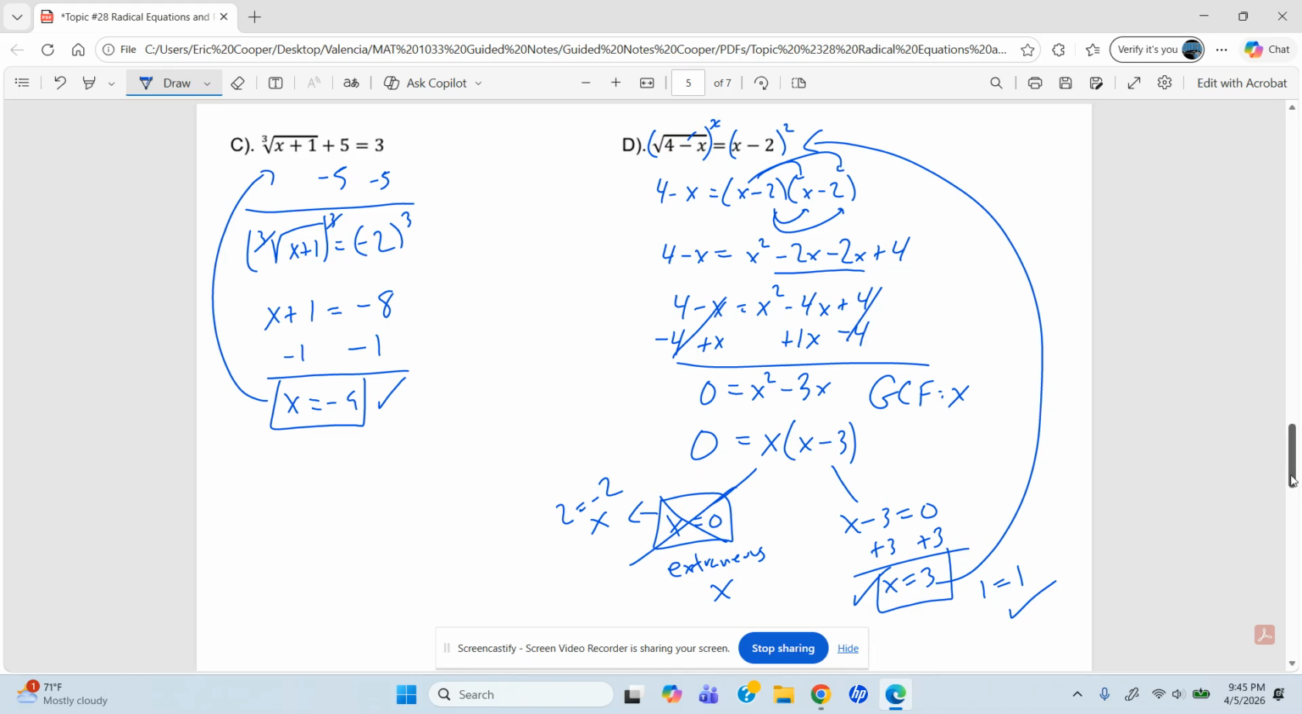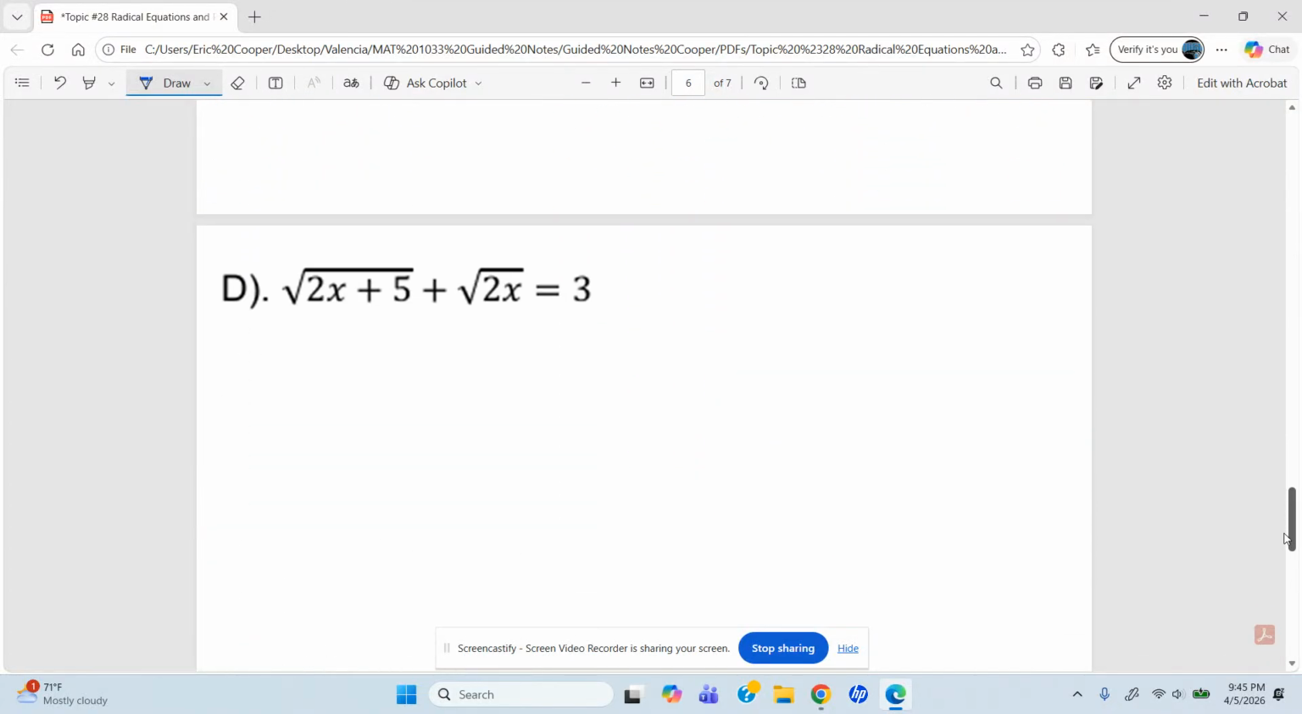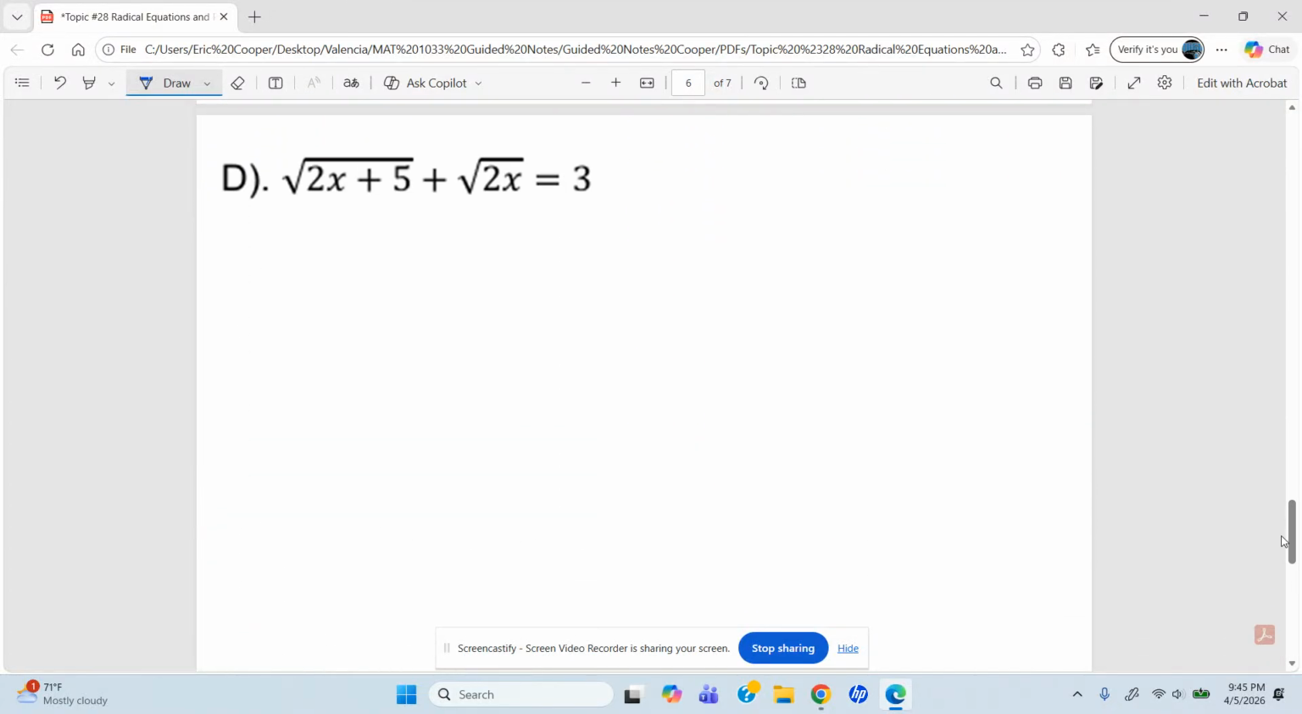Now in this problem, we have multiple radicals. Again, our job is to get one of the radicals by itself. So I'm going to get this first radical by itself by subtracting the square root of 2x to the other side.